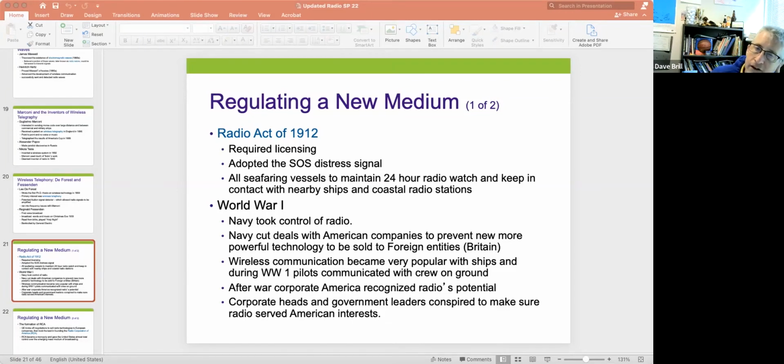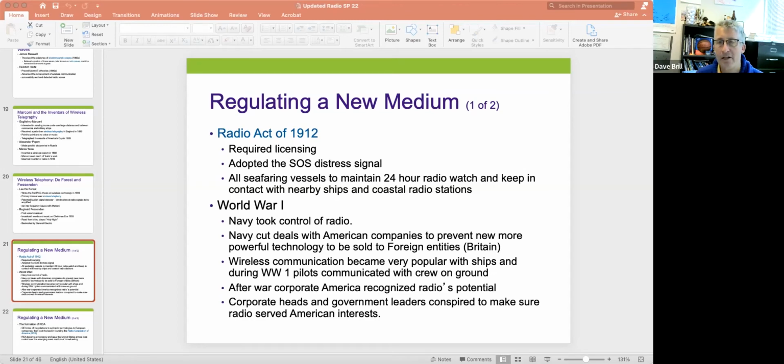So right before the radioactive 1912, the Titanic sinks, and of course the Titanic was basically using a wireless system, essentially trying to let people know that the ship had run into an iceberg. There was a nearby ship called the Carpathia, I believe is the name of it. And essentially it led to a big shift in how we responded, or what was being put on for safety measures for ships. It required licensing. It adopted the SOS distress signal.